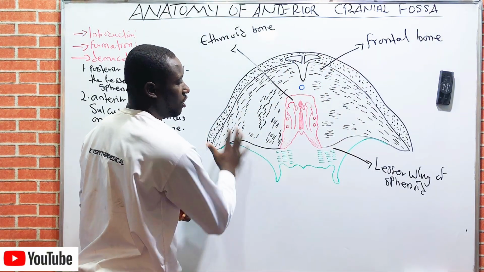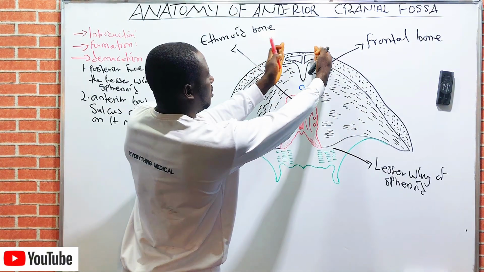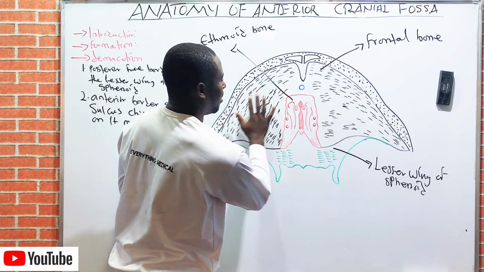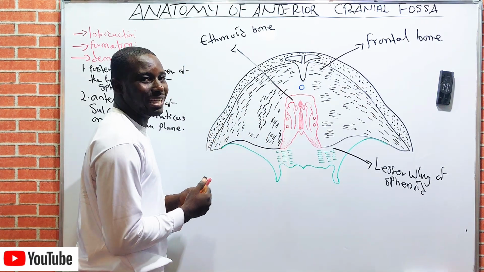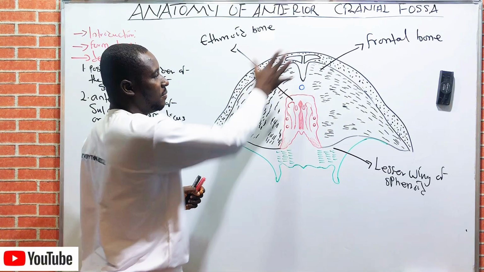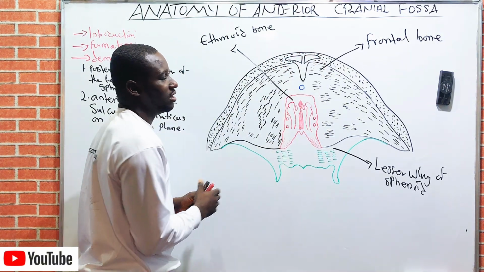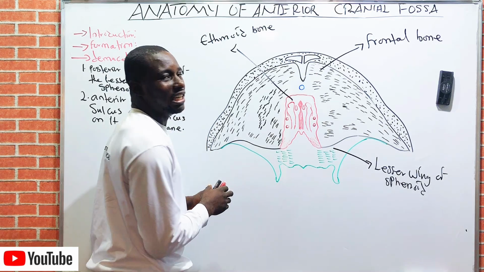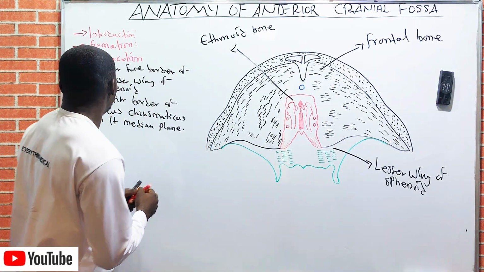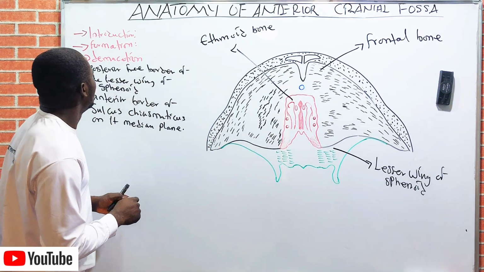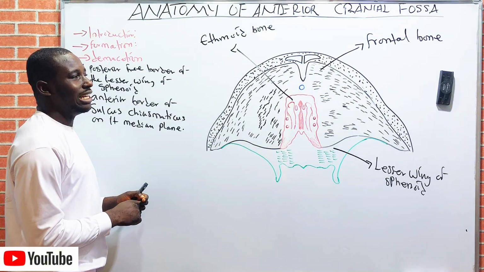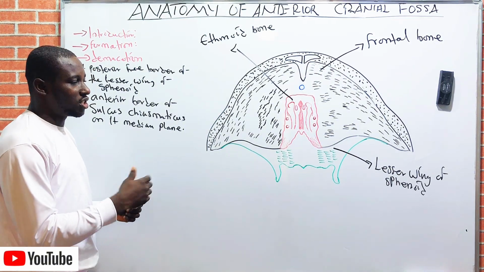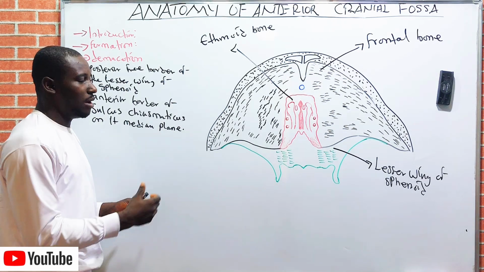This is the structure of the anterior cranial fossa. This is the median plane, and here are the lateral planes. So we have two planes. That is what we'll be discussing on the features: the median region and the lateral region. So these are the two bony demarcations of the anterior cranial fossa. As we proceed, we'll be discussing them one by one.